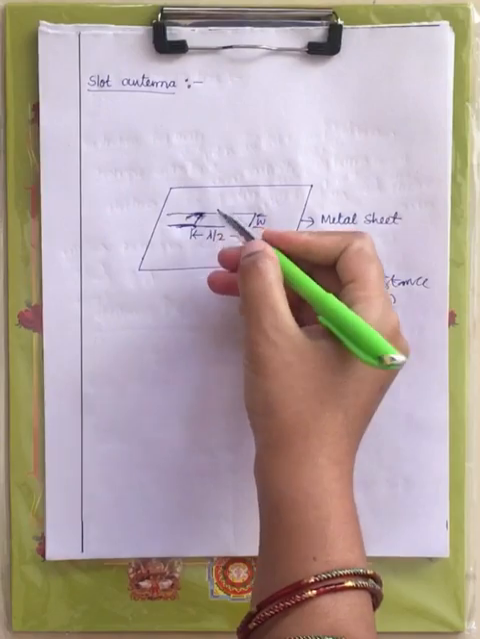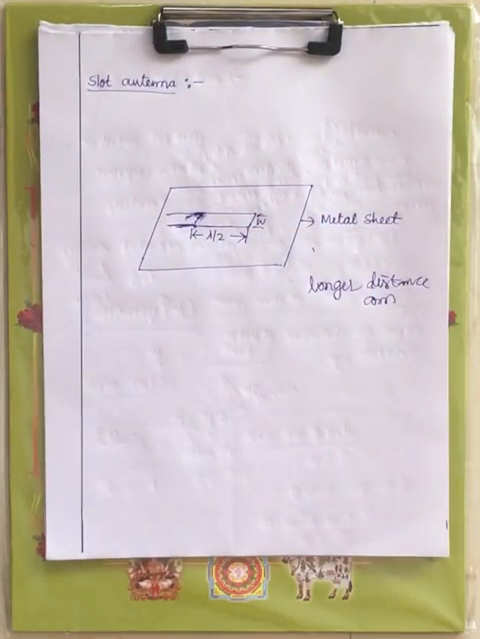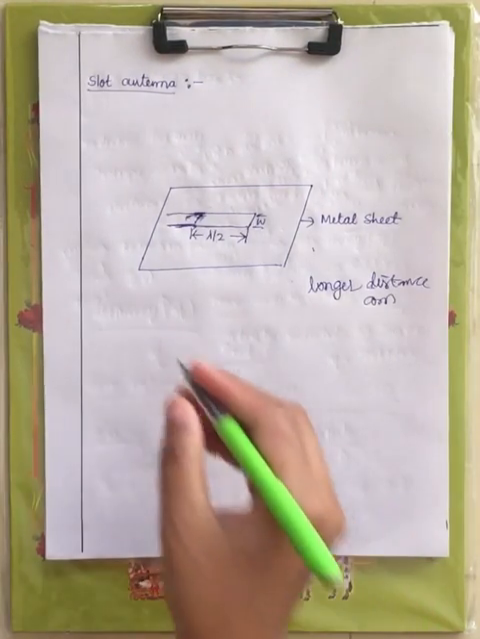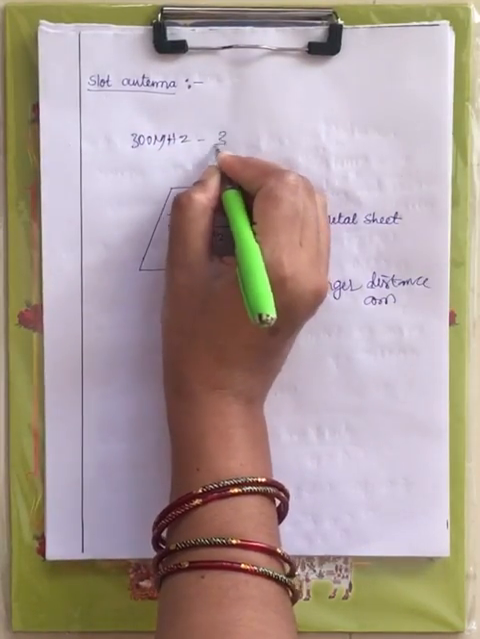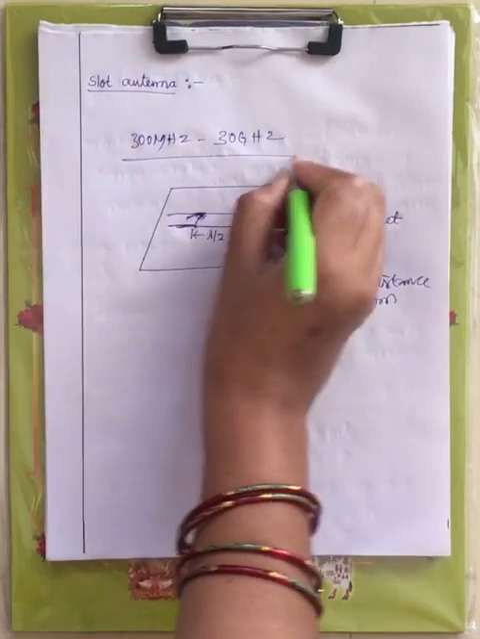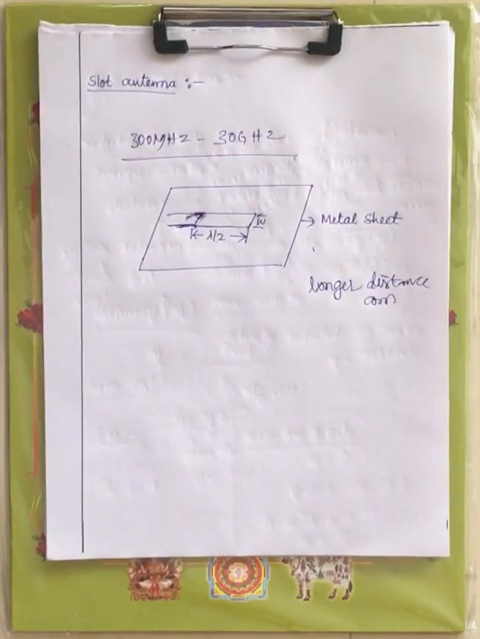Once the feeding is done, this antenna will convert that electrical signal to radio waves, and those radio waves are transmitted by this slot antenna at the transmitter. Its operating frequency range is between 300 megahertz to 30 gigahertz. The main advantage of this slot antenna is that it supports longer distance communication.